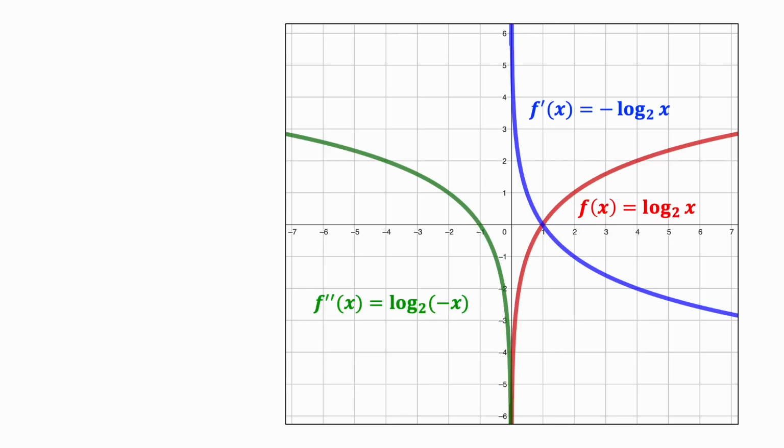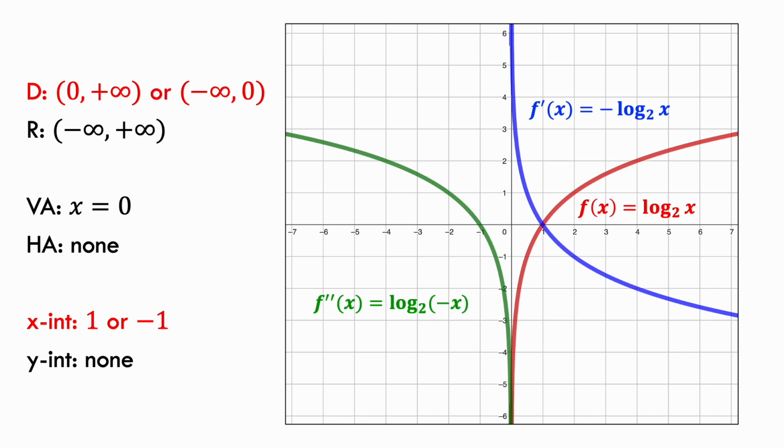So the original function here is yung kulay red. Nag-multiply tayo ng negative sa buong function, naging kulay blue. Pero pag nag-multiply tayo ng negative sa x lang, that will be our green. So the domain of the function is 0 to positive infinity kapag nag-multiply tayo ng negative sa buong function. Pero kapag nag-multiply tayo ng negative sa mismong x, then the domain becomes negative infinity to 0. The range is same pa rin na set of real numbers.